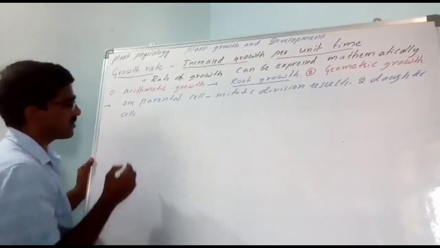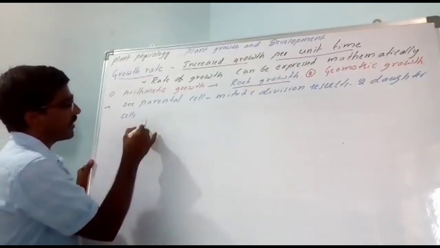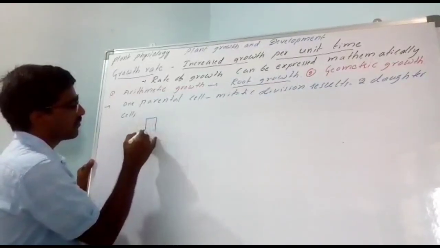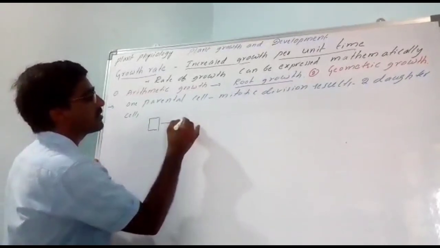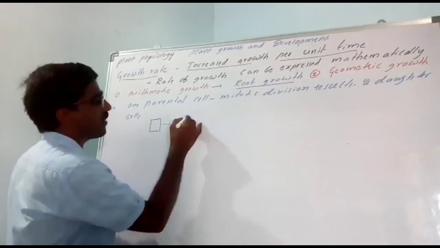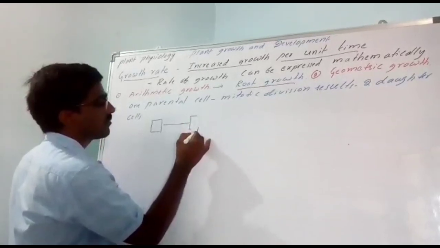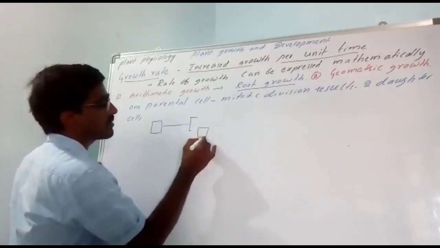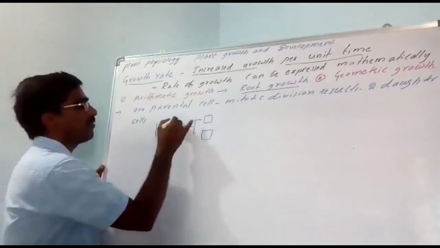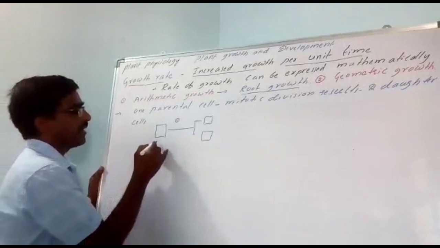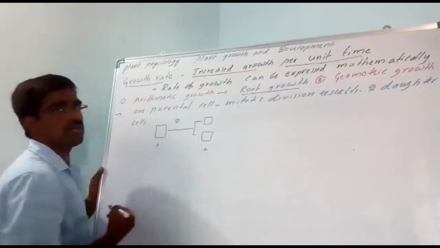In this process, one parental cell divides by mitosis, and then two daughter cells are formed: daughter cell 1 as well as daughter cell 2. By that, one mitotic cell division occurs. One parental cell divides into two daughter cells.